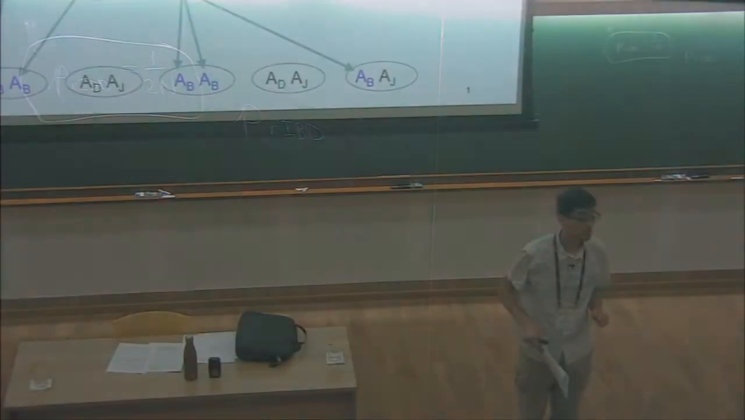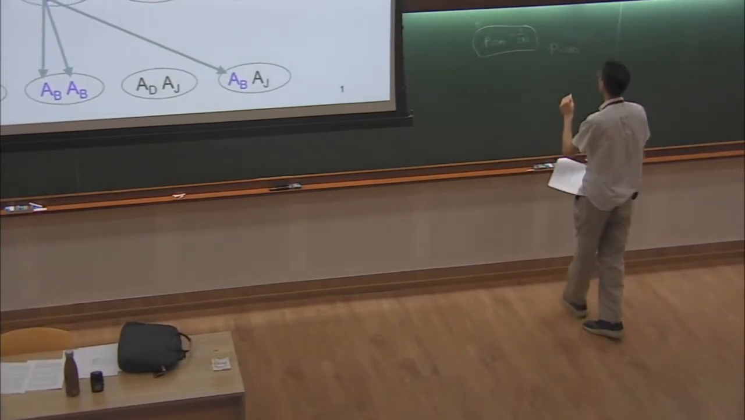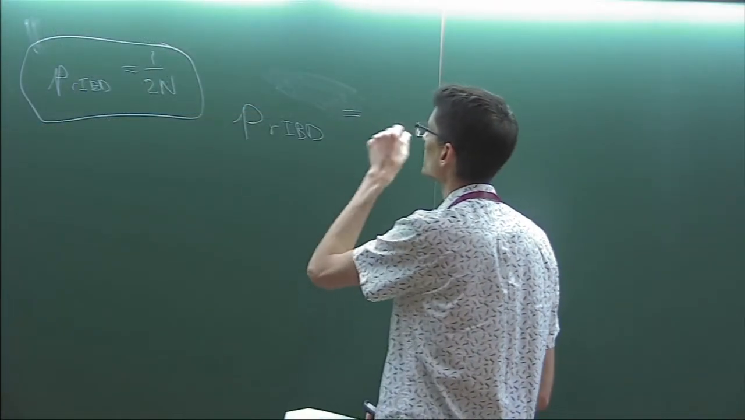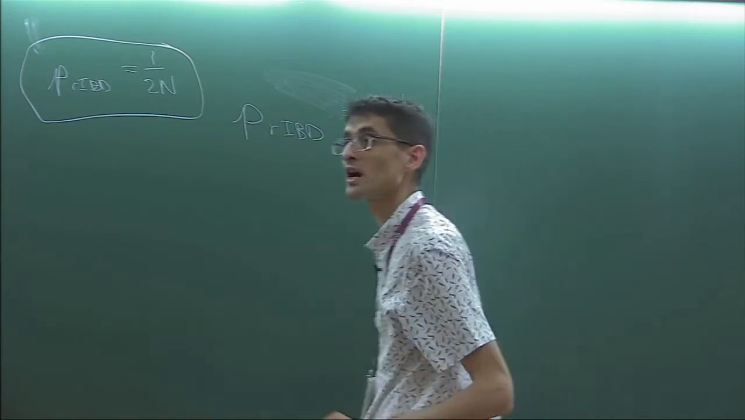No, we're sampling alleles at random from the population, not from the same individual. So we get a quarter. So that's the chance that they both come from a female.